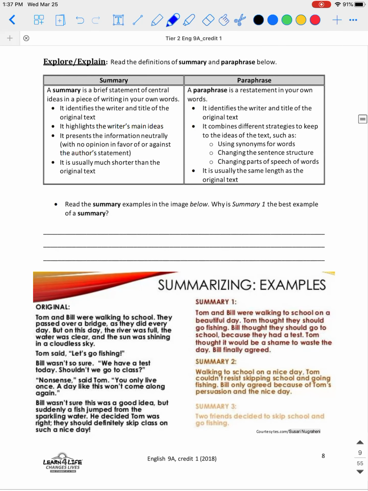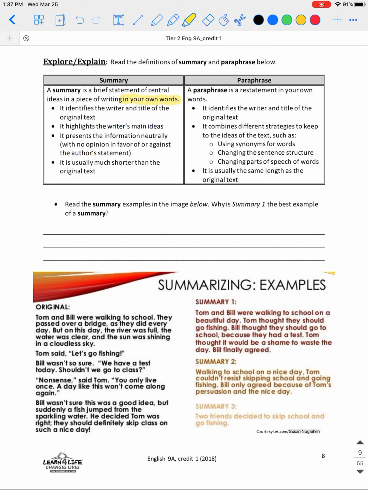So now we're going to go into summarizing and paraphrasing. I'm going to go ahead and read that first box on the left. A summary is a brief statement of central ideas in a piece of writing in your own words. So that's key. It's in your own words. It identifies the writer and title of the original text. It highlights the writer's main ideas. It presents the information neutrally with no opinion in favor or against the author's statement. And it's usually much shorter than the original text.